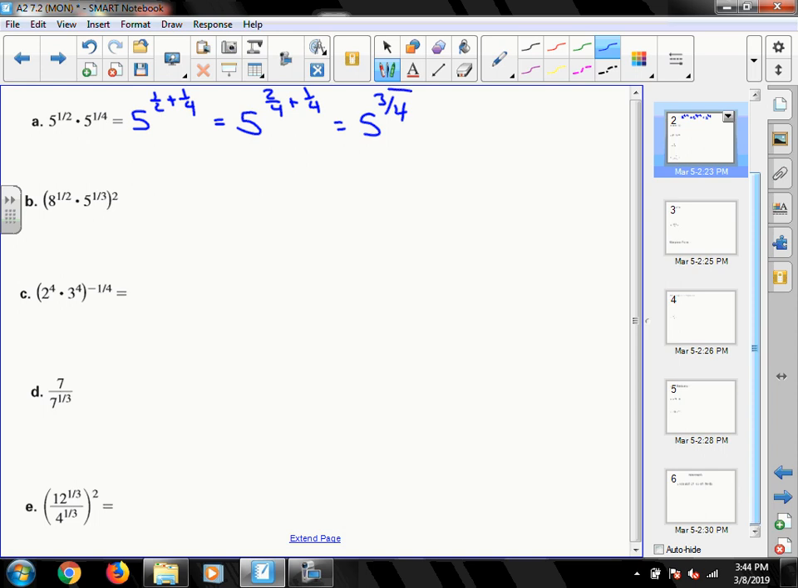And this one I'm just going to leave, since it doesn't simplify out nicely. 5 does not have a perfect fourth root so that I could cube it.